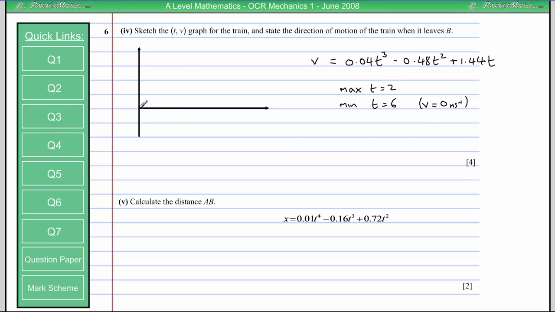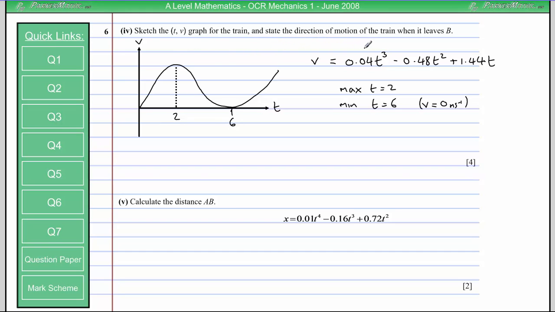It's going to start at 0. It's going to have a cubic shape, and we know at t equals 6 it's going to be a minimum at 0. We also know that this point here is going to happen at t equals 2. So we've got a cubic shape, always positive, never crosses the axes, and at t equals 6 it should have the value of 0. So we've sketched the t-v graph for the train.